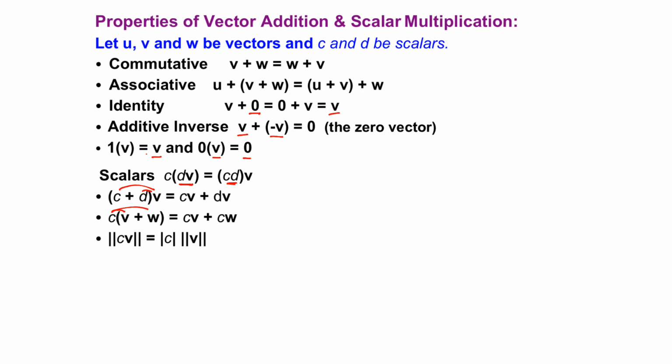And then the last one is, if you're trying to find the magnitude of a scalar times a vector, you can actually just find the magnitude of the vector and then multiply that by the absolute value of the scalar. And that's just because if the scalar is negative, remember the magnitude is a distance, so it won't be negative as well. So you just do the absolute value of that scalar times the magnitude of the vector.